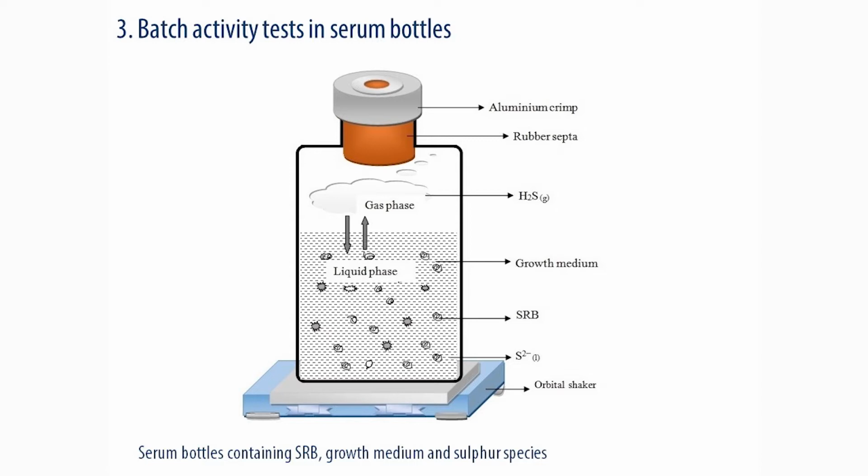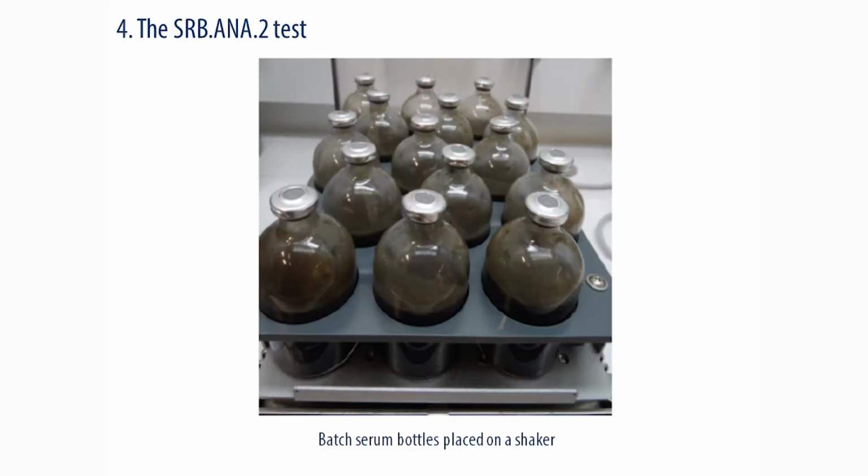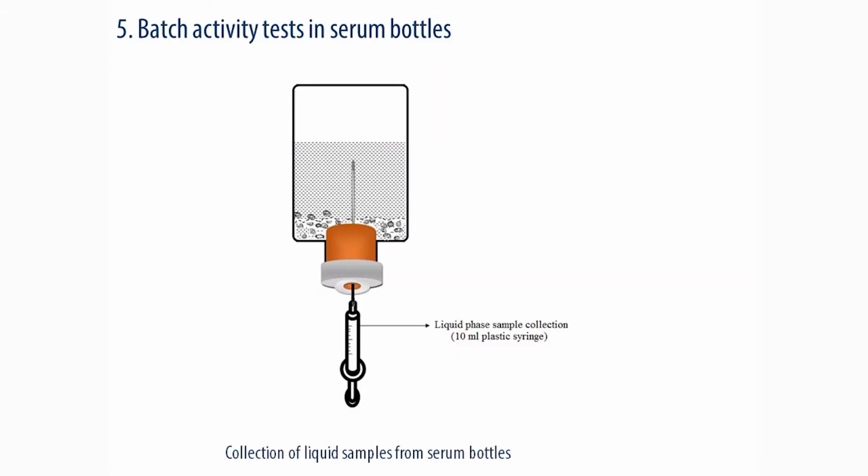In this video, the batch activity tests will be performed in serum vials, fitted with a septum, and sealed airtight with aluminium crimps. Both gas and liquid phase samples will be collected and analysed for different sulphur species. The batch activity tests will be performed following a sacrificial mode, and therefore several serum bottles are required to perform one test under specific conditions. The detailed demonstration of this activity test will be shown in this video.